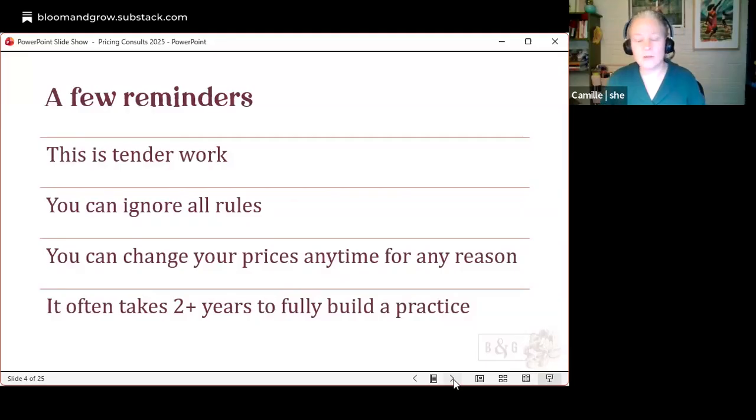I also want to remind you that you can change your prices anytime for any reason, to include increasing them or decreasing them or adjusting a package to include or eliminate something that was part of it. Obviously, if you have a contract with a client, then you need to fulfill that. But outside of having a previous commitment, if you wanted to say tomorrow my prices are going up to XYZ or going down to XYZ, you can do that.